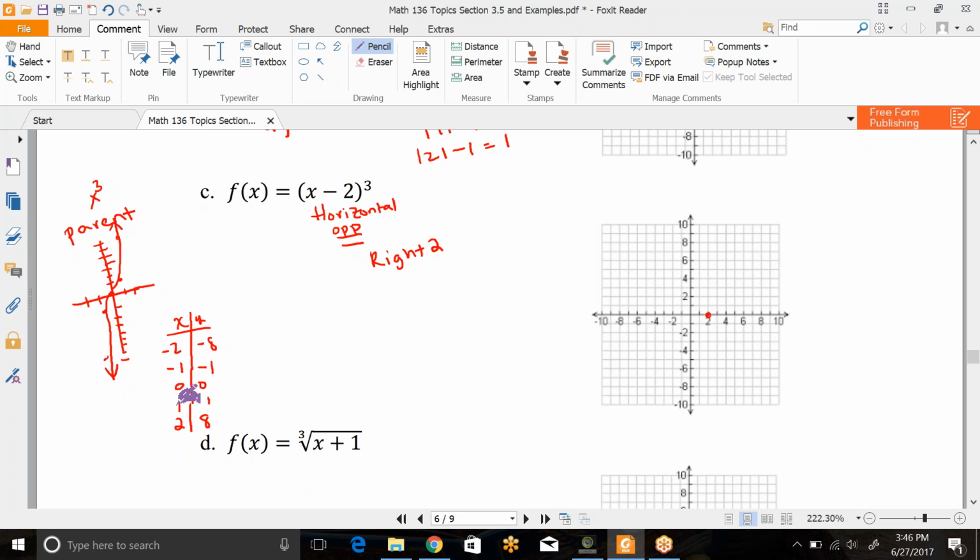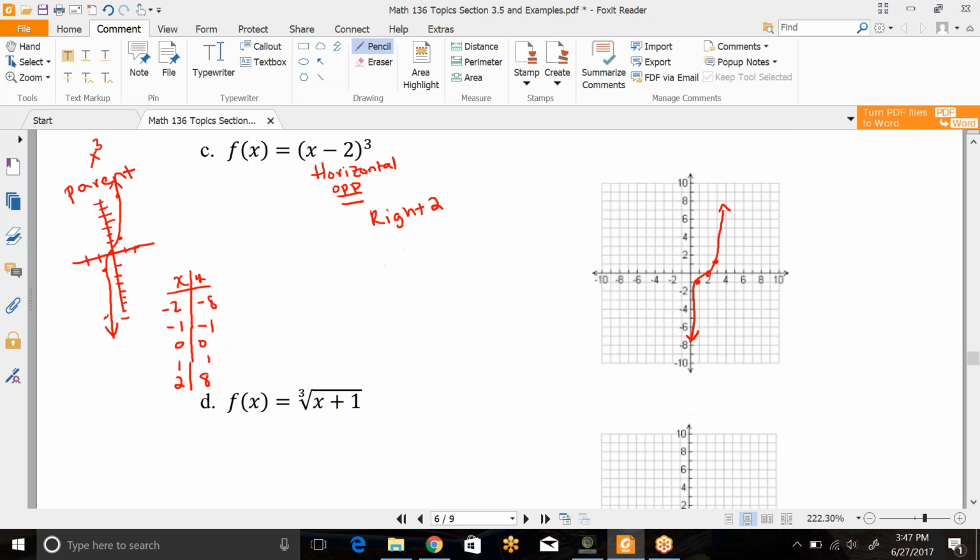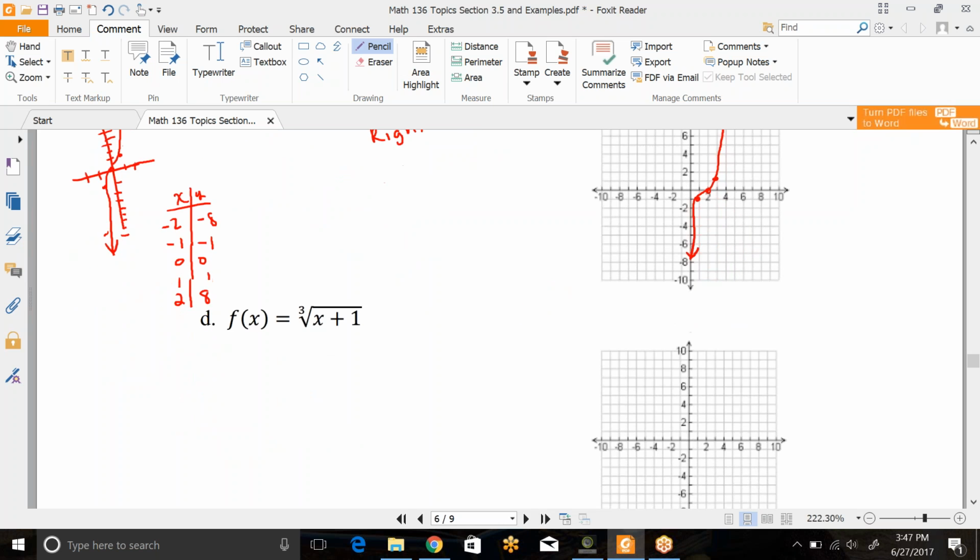I'm just going to use the main 3 points in the middle and just make sure I have my shape correct. -1, -1 needs to go right 2. +1, that's this point right here, needs to go right 2. And then just make sure you draw the generic shape of an x cubed. So that has been shifted to the right 2. And that is the x cubed shape.